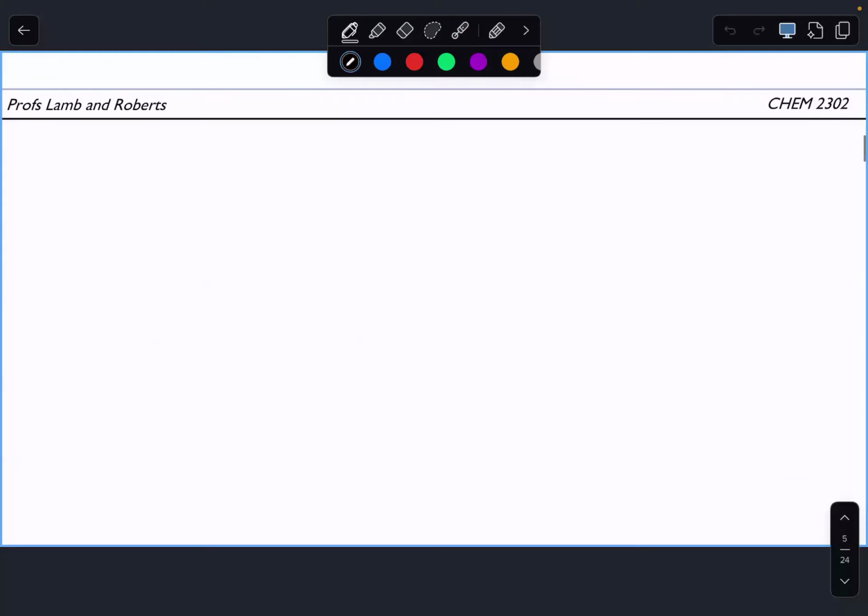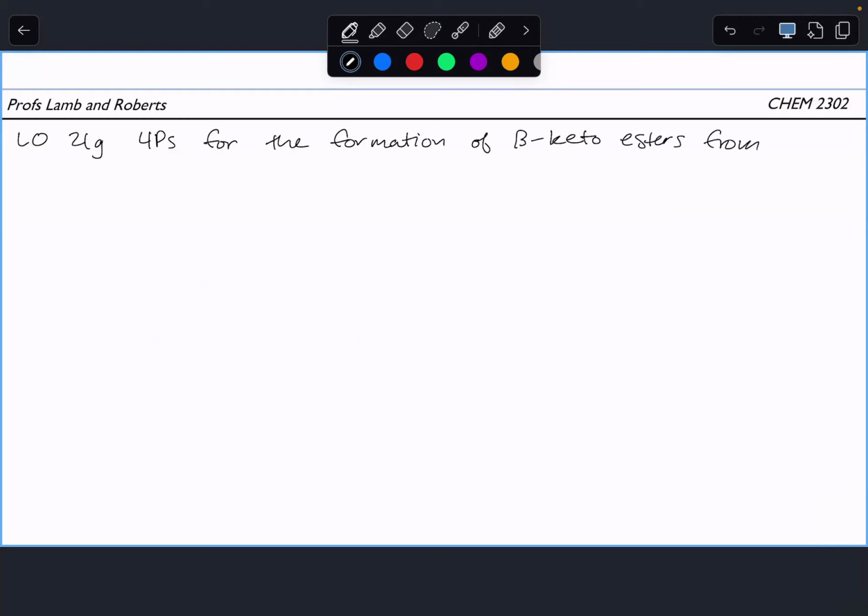So let's start with our first learning objective, which is the 4 Ps for the formation of beta-keto esters from the Claisen condensation, which is section 21.4. I want to contrast this with the aldol reaction, which is what we talked about on Monday. So let's just remind ourselves of what the aldol is.